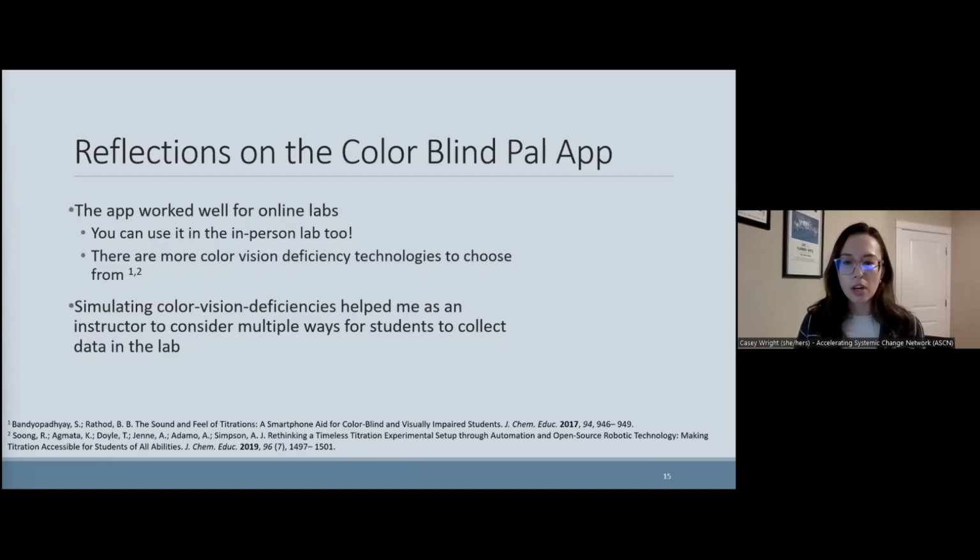And so as an instructor, the ability to simulate the perspective of students was extremely helpful for me. So I could start to consider what are multiple ways that we can have students collect data in the lab. And the research really bears that out, that incorporating multisensory approaches is useful to teaching chemistry for all learners. And so integrating more of these technologies really allows for that.